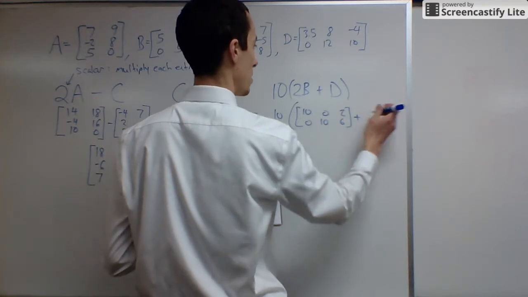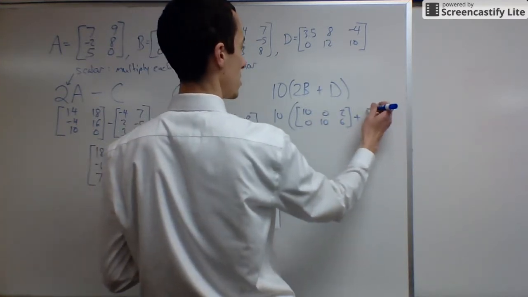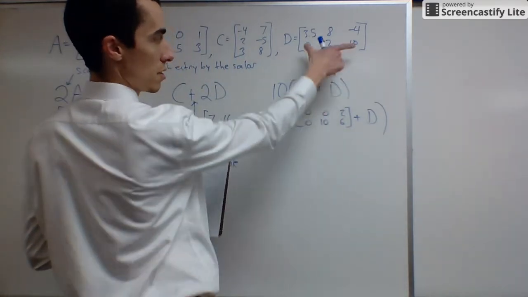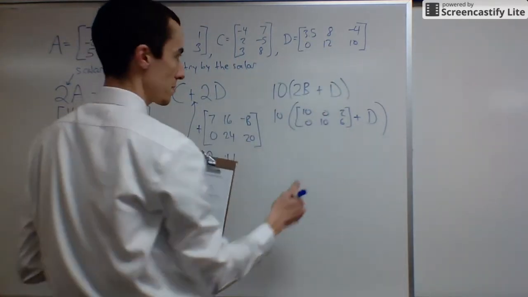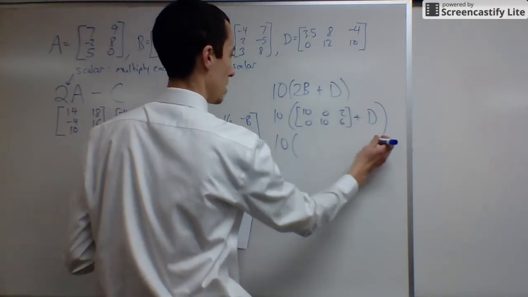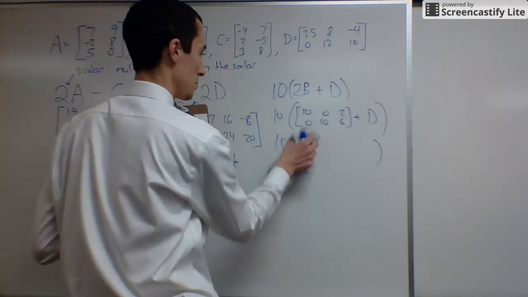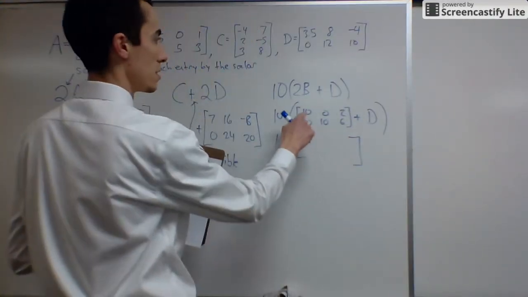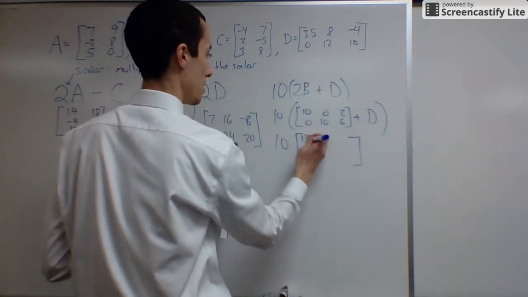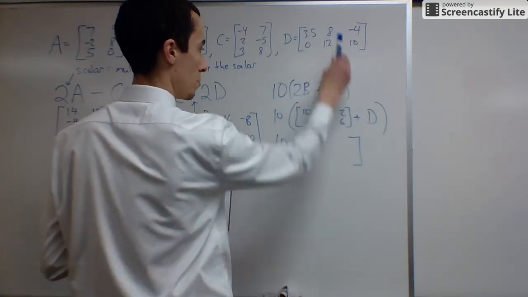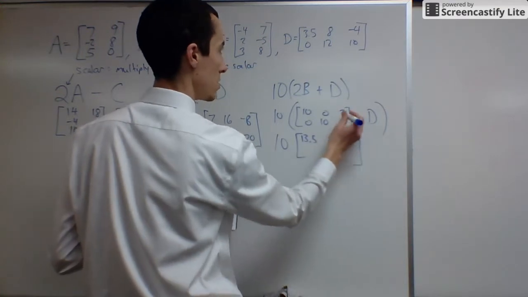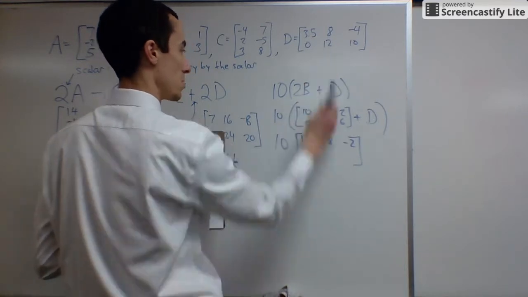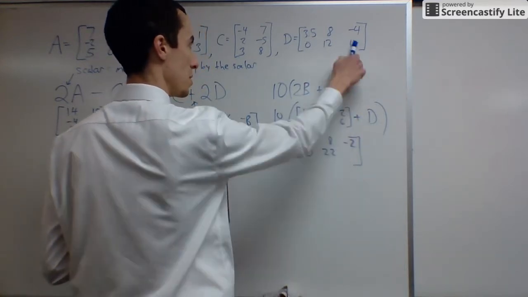Then we'll add matrix D to that. I'm just going to write it as matrix D, and I'm going to add 2B plus D up there. So it's going to be a matrix with the same order. 10 plus 3.5, 0 plus 8, 2 plus negative 4, 0 plus 0, 10 plus 12, and 6 plus 10.